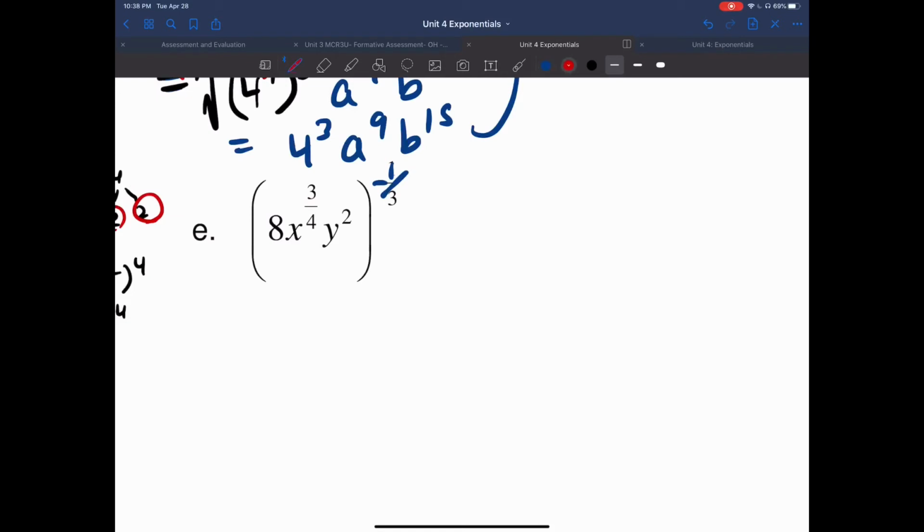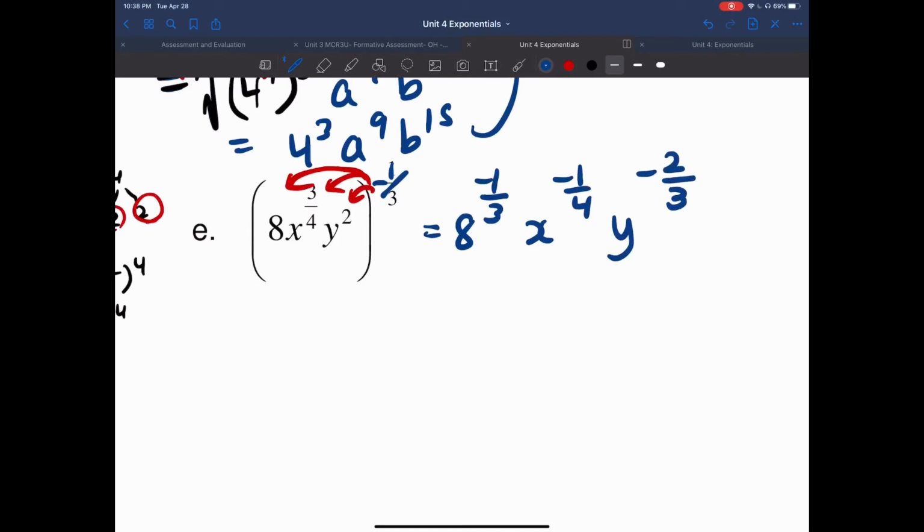Part E, I'm going to rewrite this so that the negative is forced to the numerator. I'm going to apply this to each part. And so I have 8 to the exponent negative 1 over 3, x to the exponent, well, 3 over 4 times negative 1 over 3. Well, the 3's cancel out and I get negative 1 over 4. And then y to the exponent negative 2 over 3.